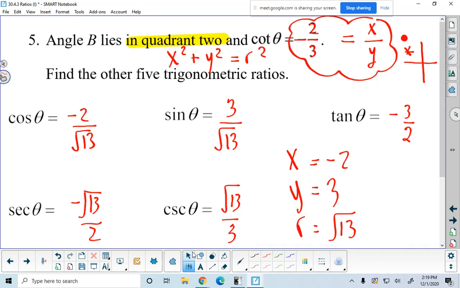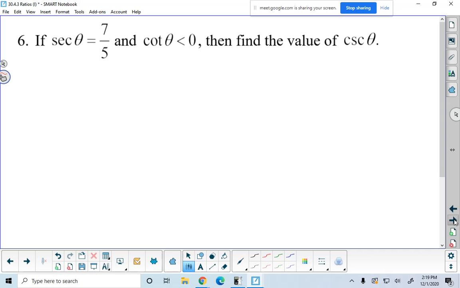Any questions with example 5? Okay. Final example, I believe.